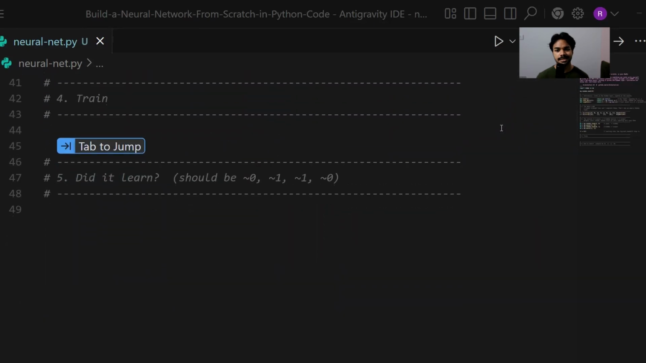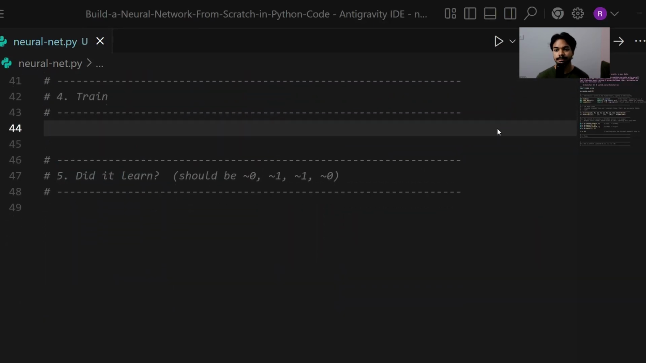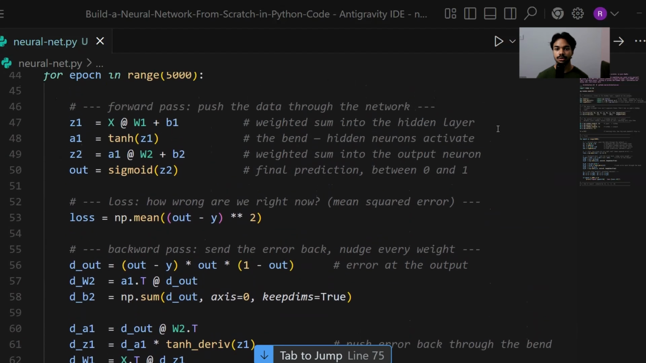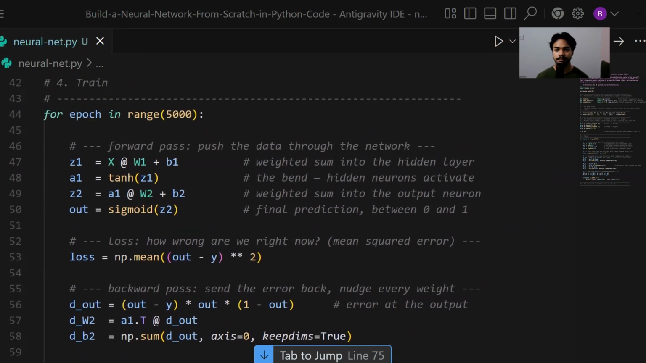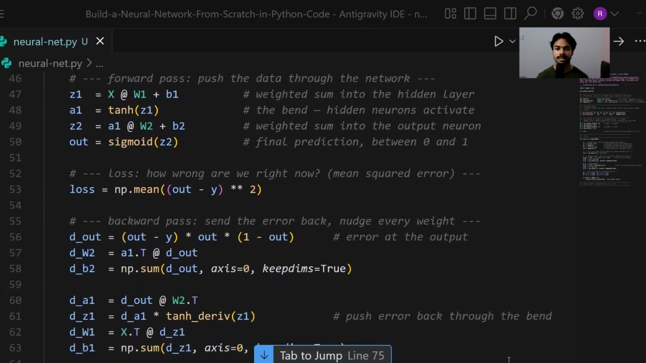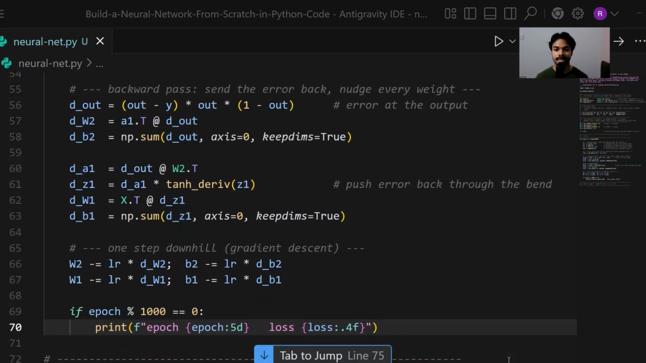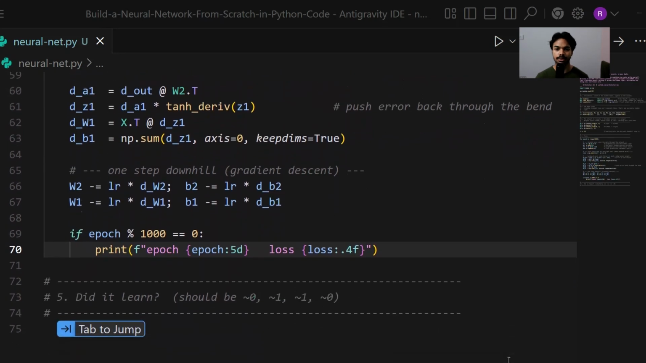And teaching is just a loop. Watch how few moving parts there are. Every time through the loop, we do two things: a forward pass and a backward pass. The forward pass is the network making a guess. And look, it's exactly the picture from our diagrams, now in code.